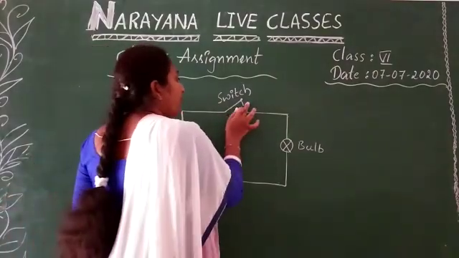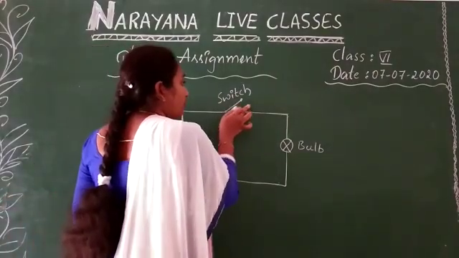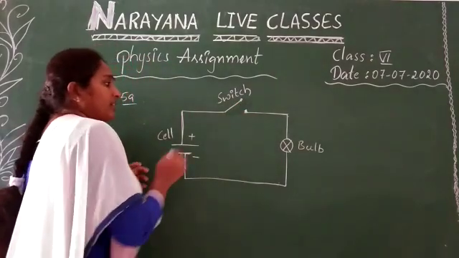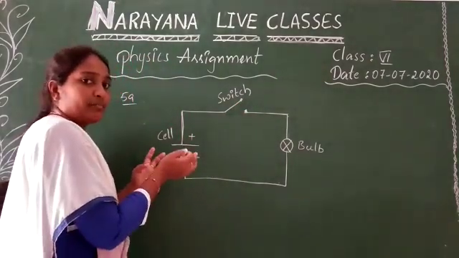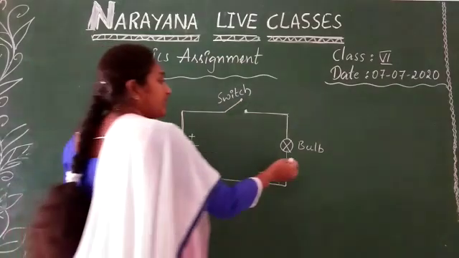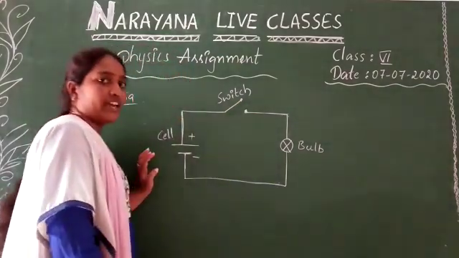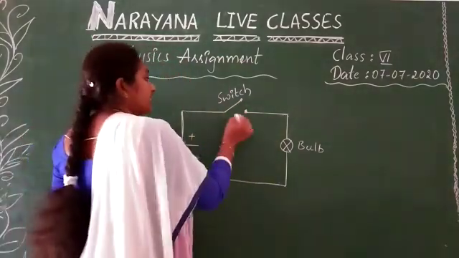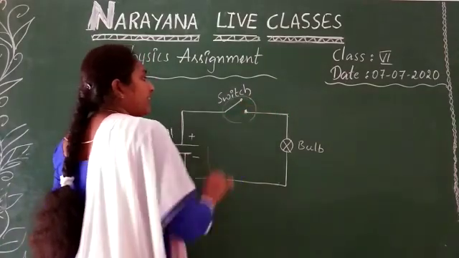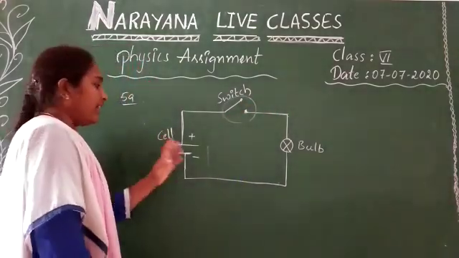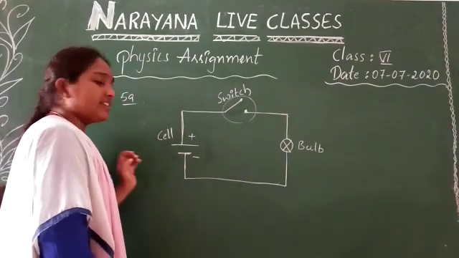Whereas if we open the circuit, there is no path for electricity, that's why the bulb doesn't glow. So a switch plays a main, vital role in this simple electric circuit.